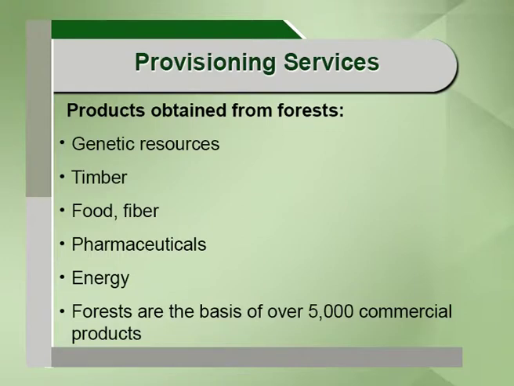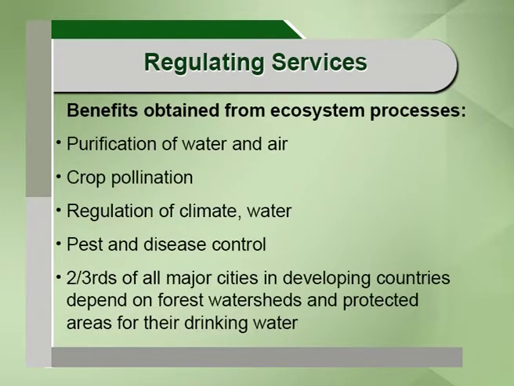Provisioning services. The products obtained from forests include genetic sources, and timber is very good; we find different timber in different forests. Food and fiber, the pharmaceutical industry, and energy requirements, again forest products are used for energy. The forests are the basis of over 5,000 commercial products. So, these are the provisioning services that the forests provide us with.